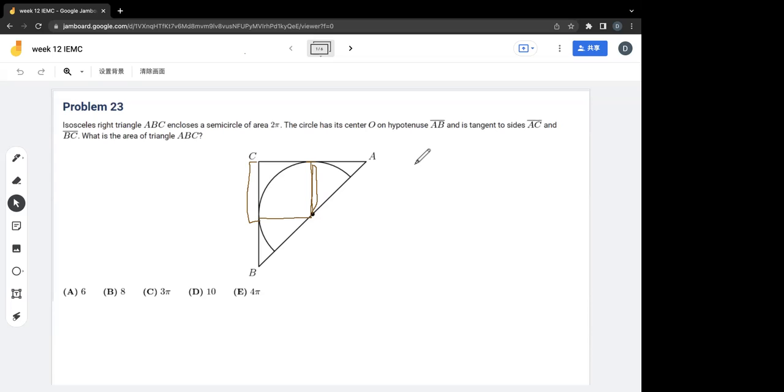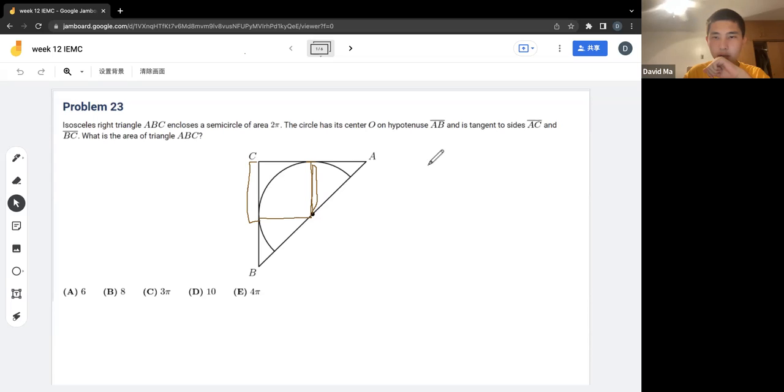And to find the radius of the circle, we need to use the area of the semicircle. The area of the semicircle is 2 pi, which means that the area of the full circle is two times the area of the semicircle, which is 4 pi.